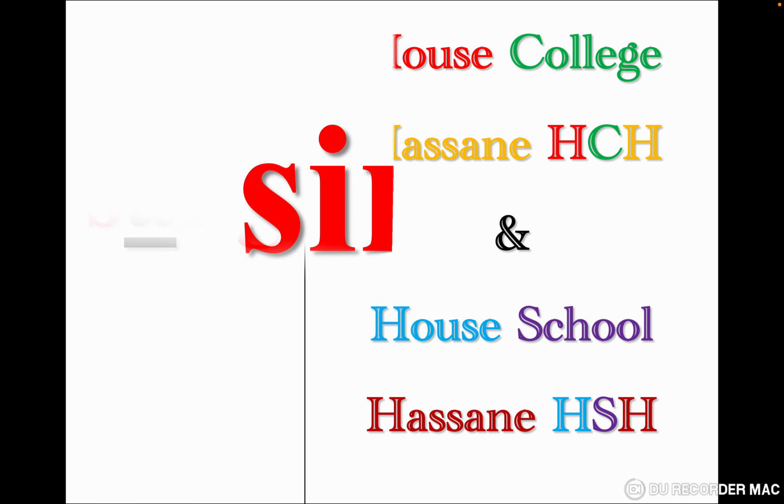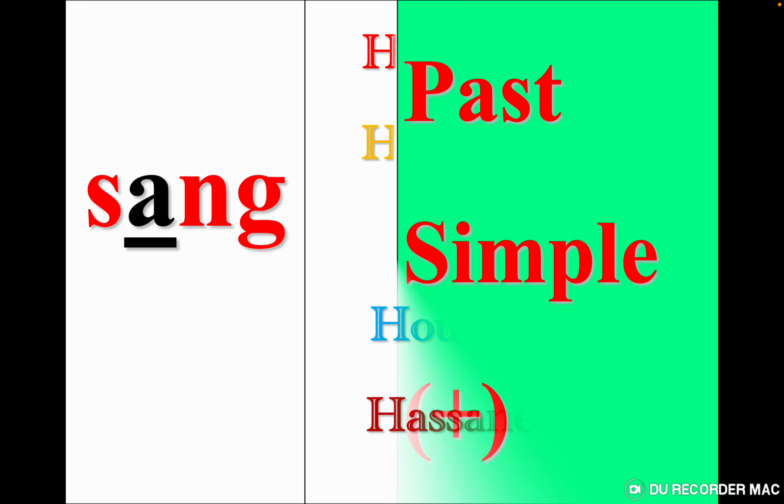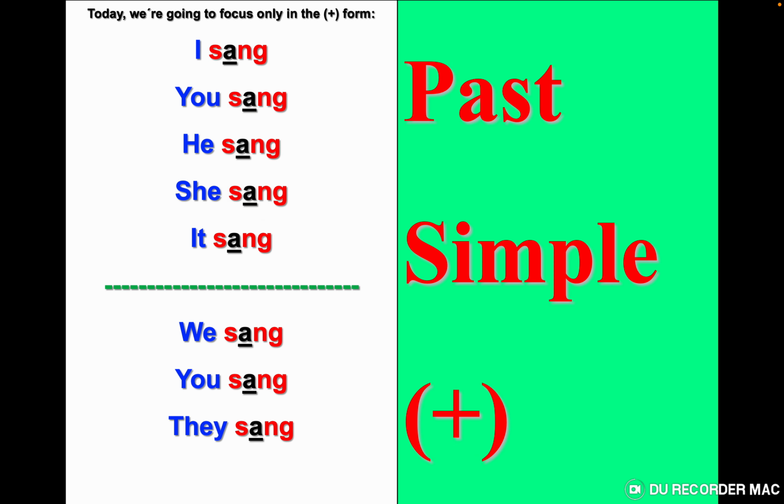Sing, it's like ring. We change I to A, but we need to pronounce it sang, not sung, no, sang. I sang, you sang, he sang, she sang, it sang, we sang, you sang, they sang.